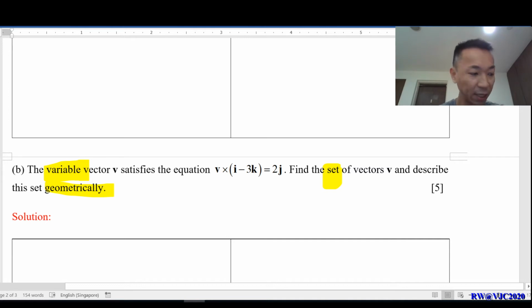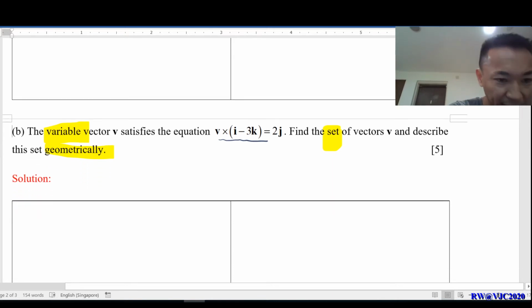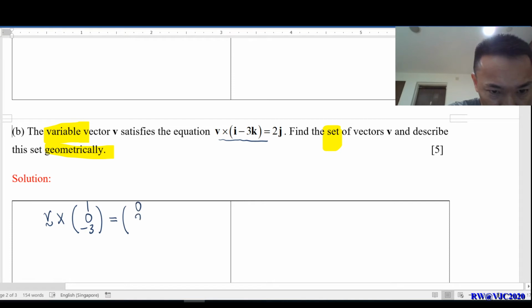Now, my suggestion is again similar to part A. We try and work with something that we can be a little bit more familiar with. We are given that V cross (1, 0, -3) equals (0, 2, 0).